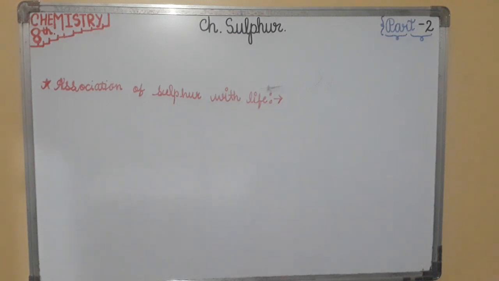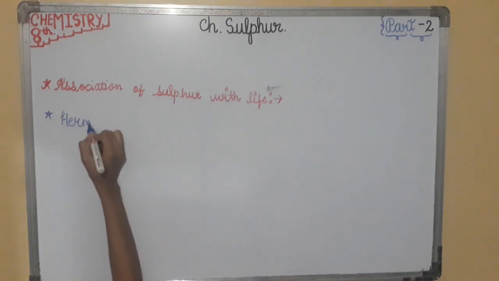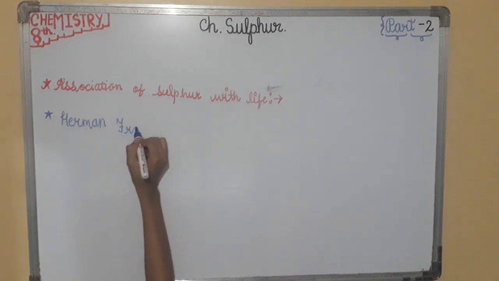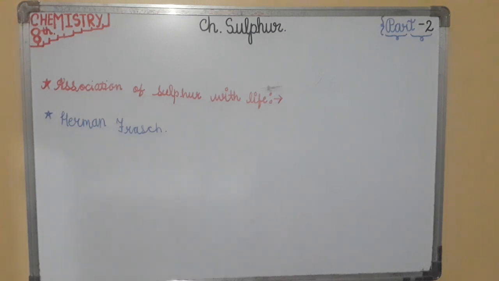Next short topic is Hermann Frasch, a crazy miner. Can there be any idea crazier than this hypothesis? The hypothesis is mining an element present at a depth of around 1/4 kilometer by melting it first inside the earth and then bringing the molten element to the surface. The hypothesis appeared to be crazy enough not to work.